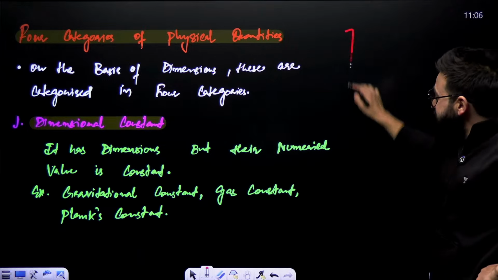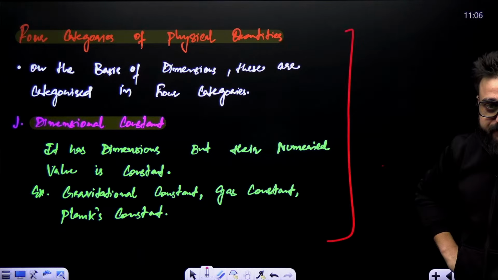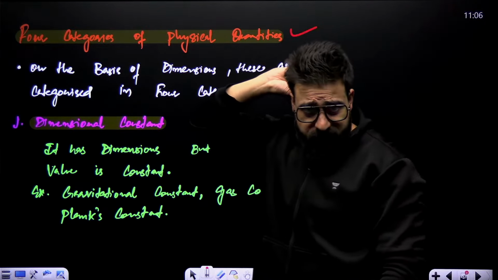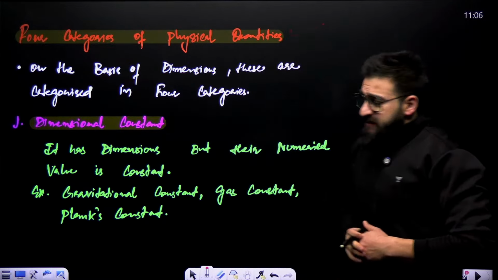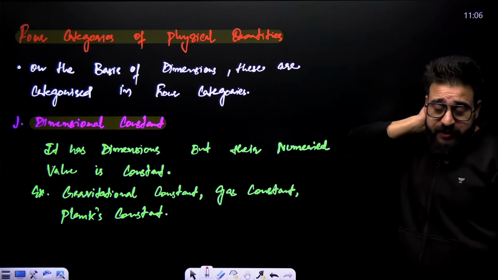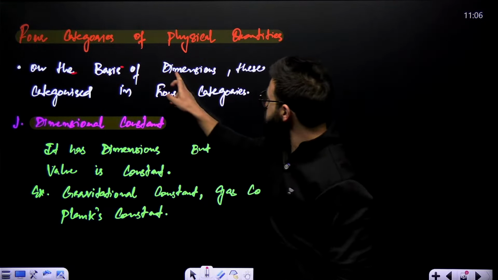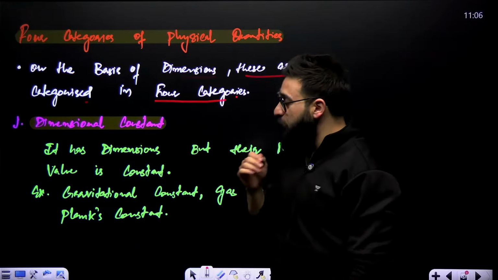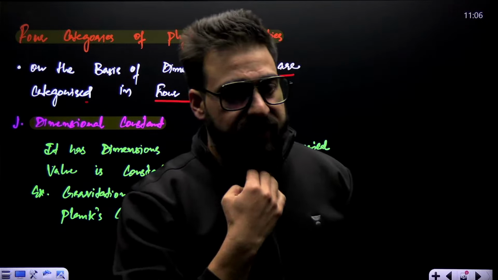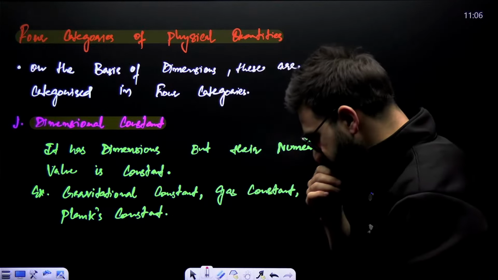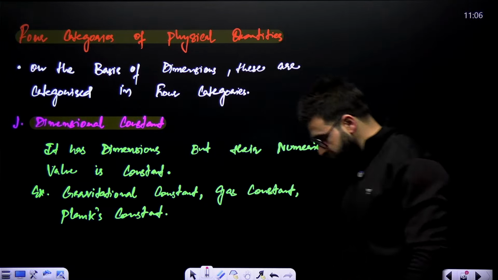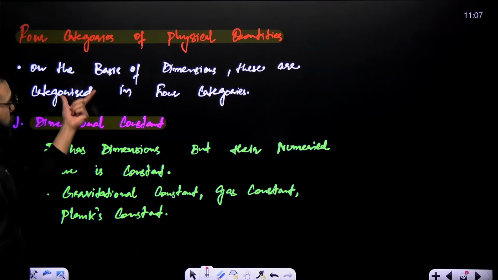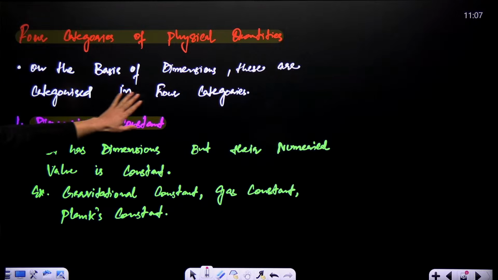Okay. Now guys, take a look exactly in this particular case. We have got the 4 categories of physical quantities. On the basis of dimensions, these are categorized in four categories. Now listen to me very carefully. We say these are categorized in four different categories.